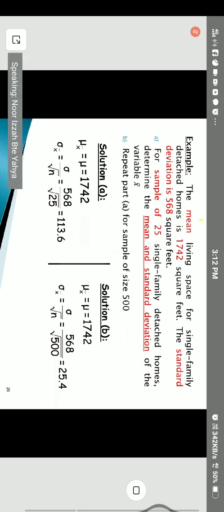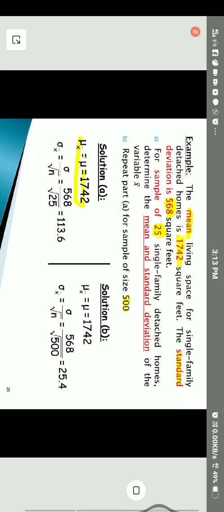Okay, another example. The mean living space for a single family detached home is 1,742 square feet. The standard deviation is 568. For a sample of 25 single family detached homes, determine the mean and standard deviation of the variable x, and repeat part A for a sample size of 500. We know the mean is 1742, the standard deviation for our population is 568, and our sample size is 25. Okay, go to the solution.